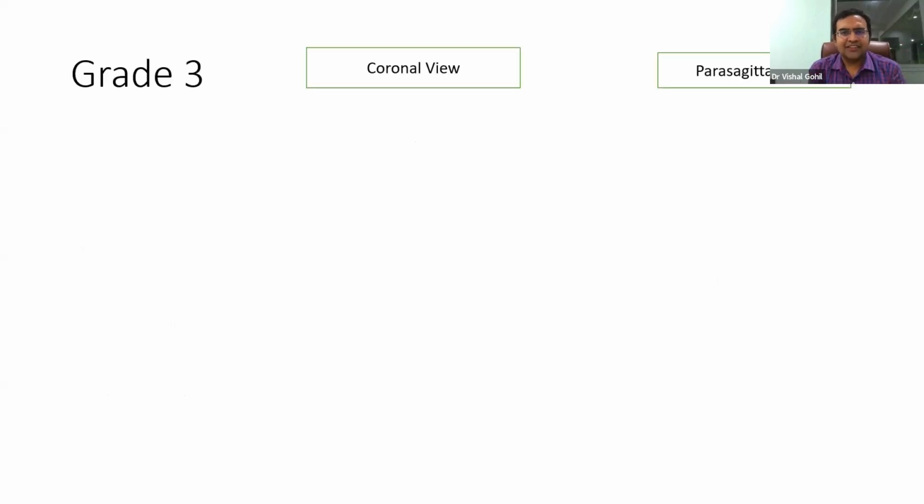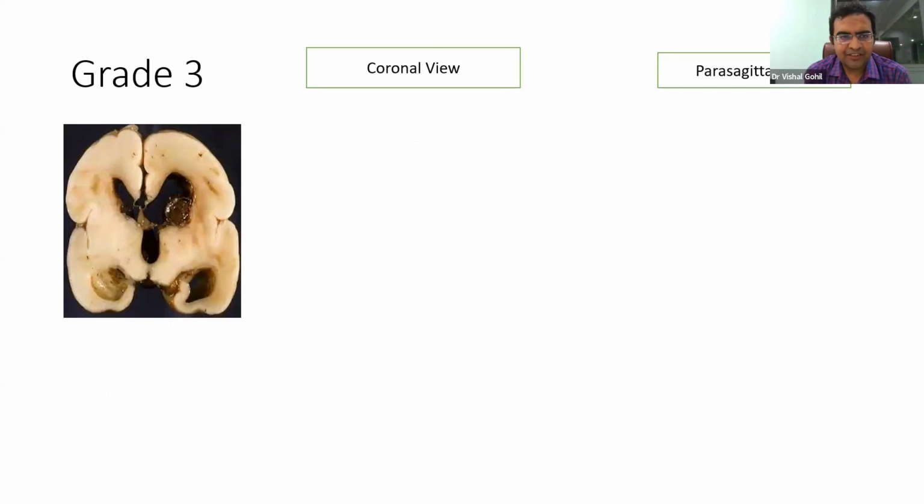So now let's see the grade 3 IVH. What happened in that one? When there is a sufficient amount of blood in the lateral ventricle, it can cause ventricular dilatation over here. You can compare with the other lateral ventricle. It is dilated. This is not a normal size. You can also see bleeding going into the third ventricle through the foramen of Monro. That is your grade 3 IVH.